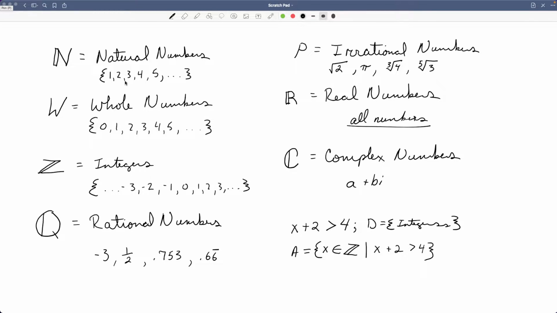So for natural numbers, we know what those are. We write the capital N with this extra bar. For whole numbers, we write an italicized capital W. For integers, which we know what those are, we write this capital Z with the double bar in the middle. Rational numbers, which are anything that we can write as a fraction, terminating decimal, or repeating decimal, that's written as a capital Q with this extra bar here. An irrational number is written as a capital P in italics.